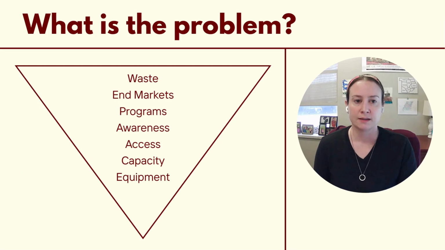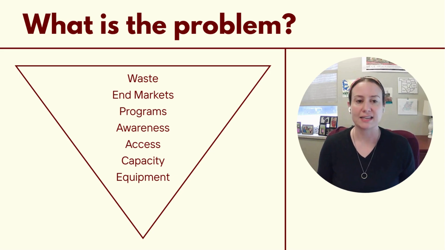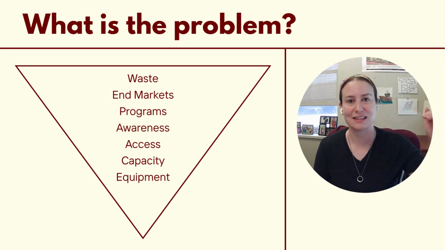Now, the next thing to go over here is describing the problem. All of our grants are going to address a problem. And these are not just operational grants, they are projects. So I like to think about these as an inverted funnel here. So you start with the top problem, waste. We know that's the problem. That's what our grant is addressing.